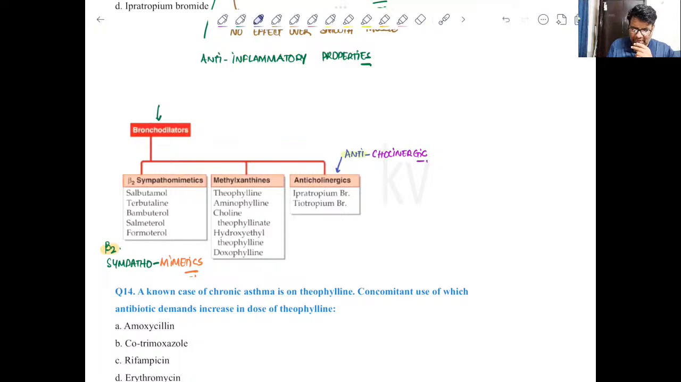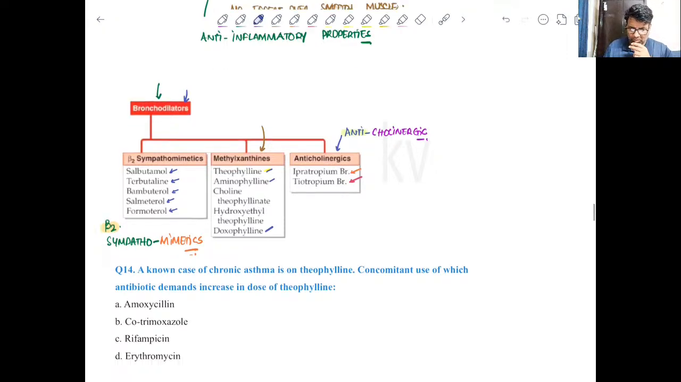Okay, so we have two broad classes: beta 2 sympathomimetics, which include salbutamol, terbutaline, bambuterol, salmeterol, or formoterol. In anticholinergics, there is ipratropium or tiotropium. Then there is another class, methylxanthines, which includes theophylline, aminophylline, right? So theophylline, aminophylline, and importantly doxofylline. So these are bronchodilators. There is no mention of steroids, there is no mention of cromolyn sodium or montelukast. Okay, chalo. So please remember this.